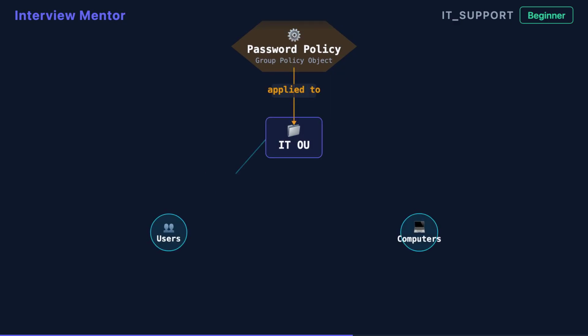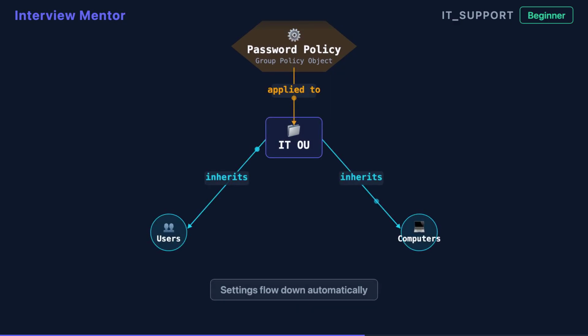OUs also give you targeted control through group policy objects, or GPOs. A GPO is a collection of settings, password policies, software installs, desktop configurations, that gets applied at the OU level. Every user and computer in that OU automatically inherits those settings.